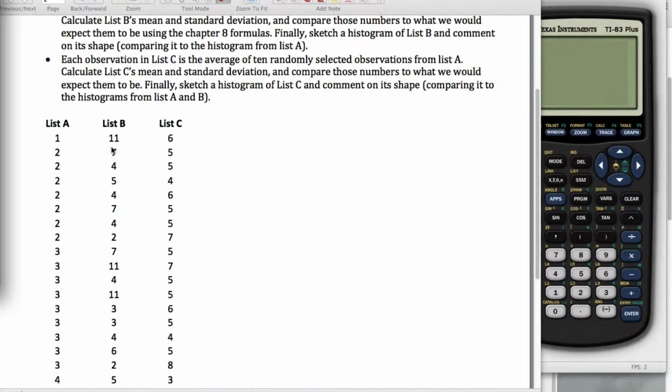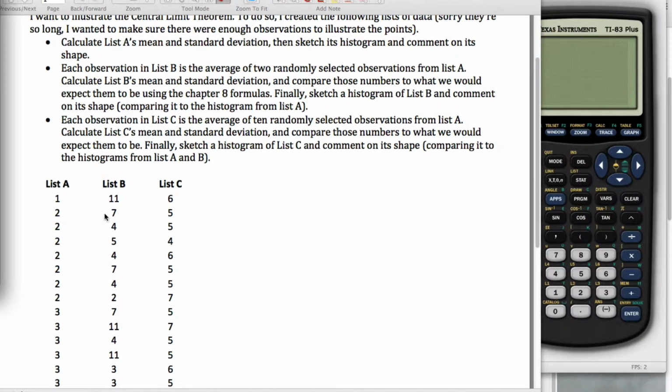I did that again. So each one of these observations is a sample of size 2, and it's a sample average. And then List C is the same idea as List B, except instead of a sample of size 2, I took a sample of size 10. So this 6 right here represents 10 observations from List A, and it's a sample average of those 10. At any rate, once you enter all that data, you can calculate stuff.